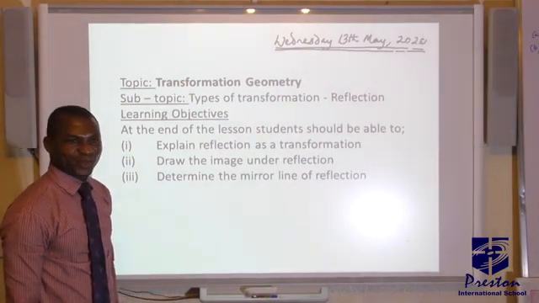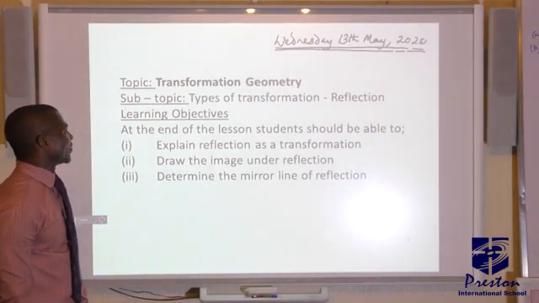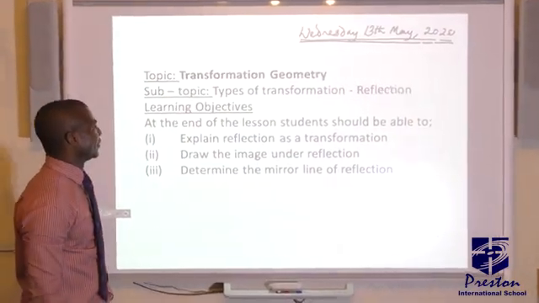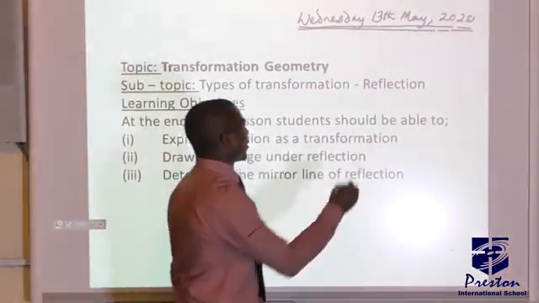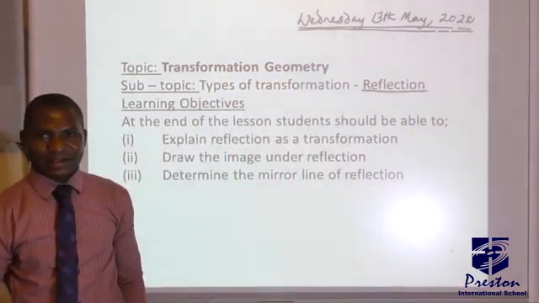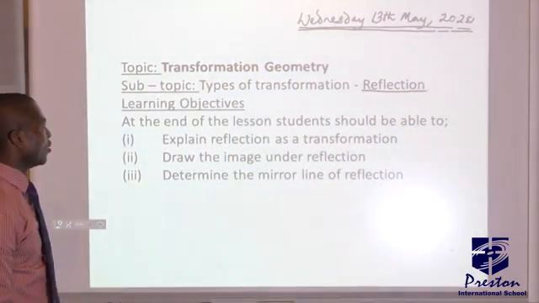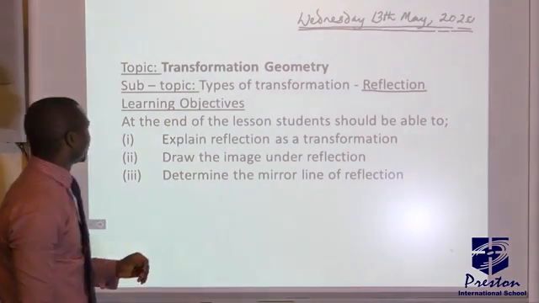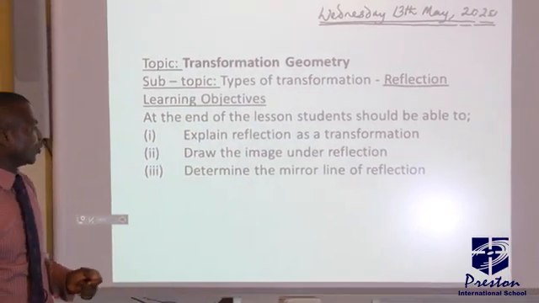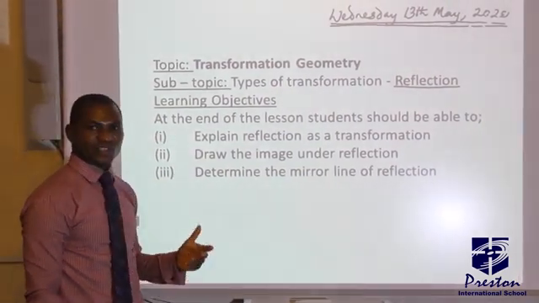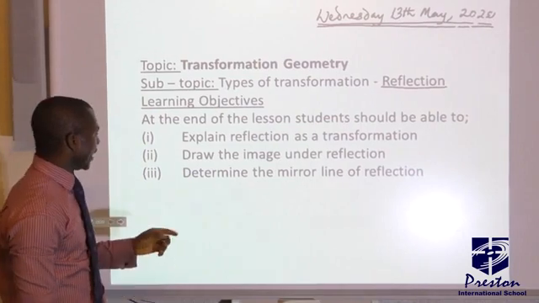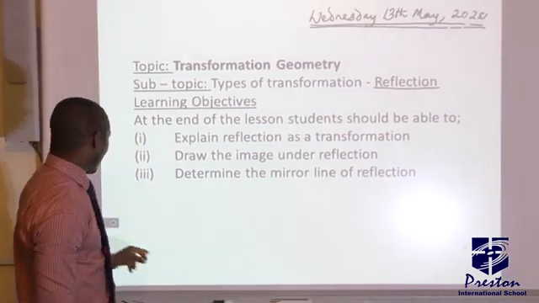Morning class. We'll be looking at geometrical transformation, the subtopic types of transformation, and today we shall be looking at the second type, which is reflection. In our last class, we made mention of translation, but today we'll be looking at reflection. Then the learning objectives. At the end of the lesson, students should be able to explain reflection as a transformation, draw the image under reflection, and also determine the mirror line of reflection.